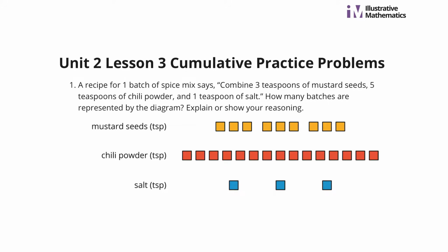In problem 1, a recipe for one batch of spice mix says combine 3 teaspoons of mustard seeds, 5 teaspoons of chili powder, and 1 teaspoon of salt. How many batches are represented by the diagram? Explain or show your reasoning.